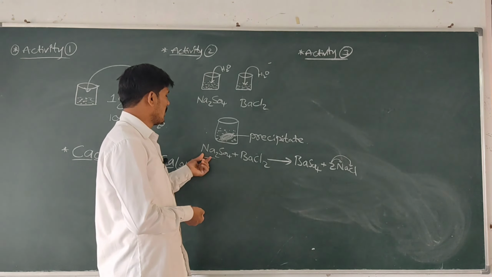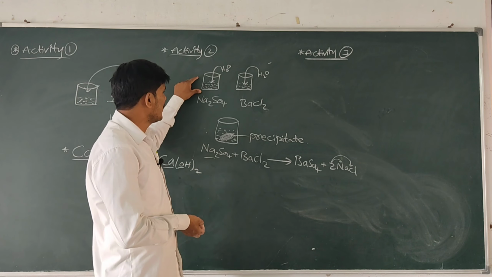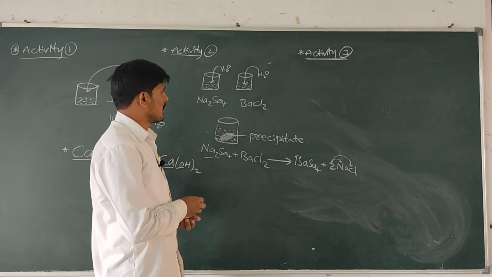Once again, take 2 beakers and label them 1 and 2. In the first one, take a few grams of sodium sulfate and add 100 ml of water. Here the sodium sulfate solution is prepared. Take another beaker labeled 2, take a few grams of barium chloride and add 100 ml of water. Here also the barium chloride solution is prepared.